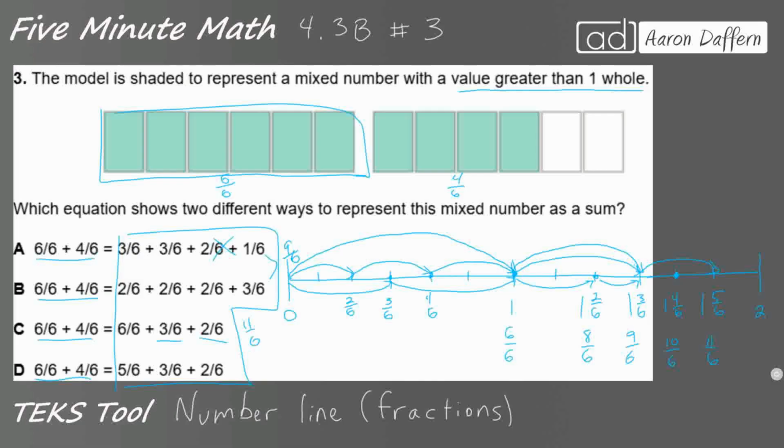So I've got a 5/6. So let's make this jump right here. We haven't done that one yet, so that's 5/6. I've got 3/6. 1, 2, 3. That gets me to 8/6, and then 2/6. Look at this. Finally, it ends because 5 plus 3 plus 2 make 10/6. So my answer is D.